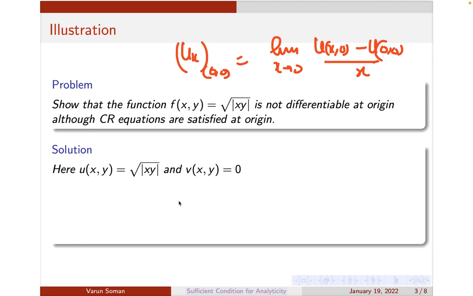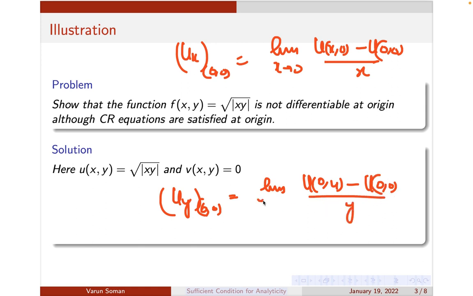If you understood that, can you tell me what would be uy at (0, 0)? You are going to differentiate u with respect to y. In that case, your x is remaining constant, only y is changing. Since you are talking of the origin point, x should be 0 itself. So it will become u(0, y) minus u(0, 0) by y. So this is limit y tends to 0 of u(0, y) minus u(0, 0) by y. This is the definition of the partial derivatives at origin.